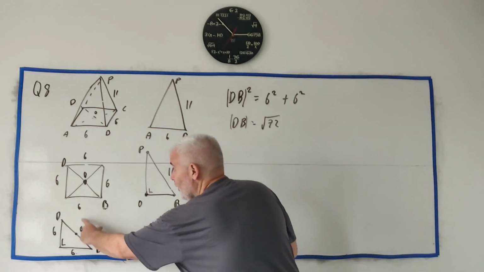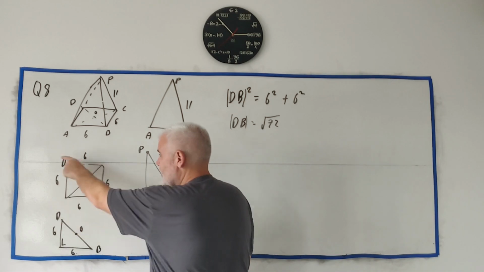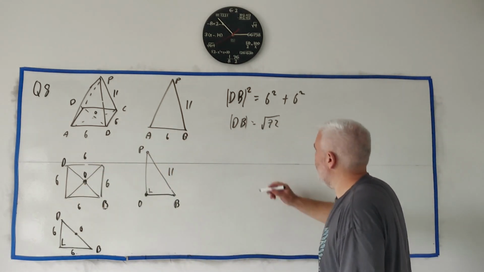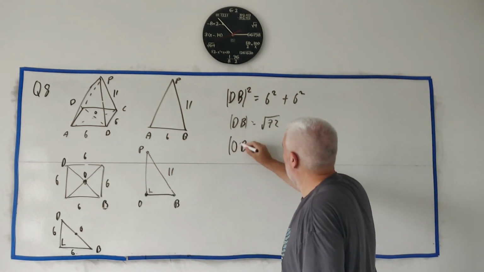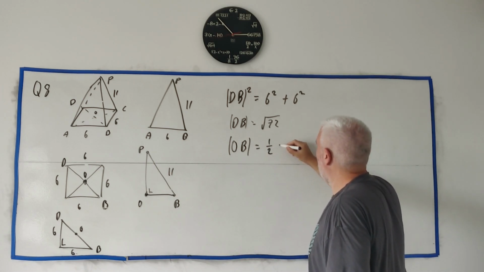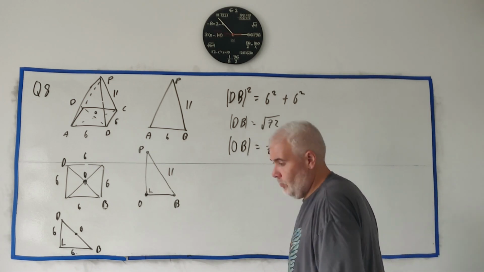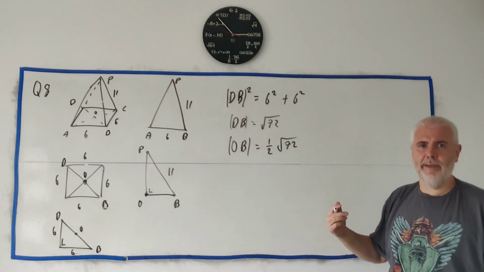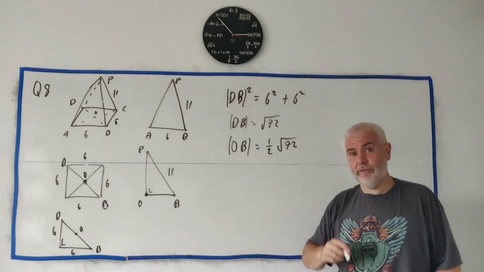OB is just half of it. OB is right in the middle of this. This is a symmetrical shape. So OB is equal to a half square root of 72. And that's the answer, except they wanted it in the simplest form.